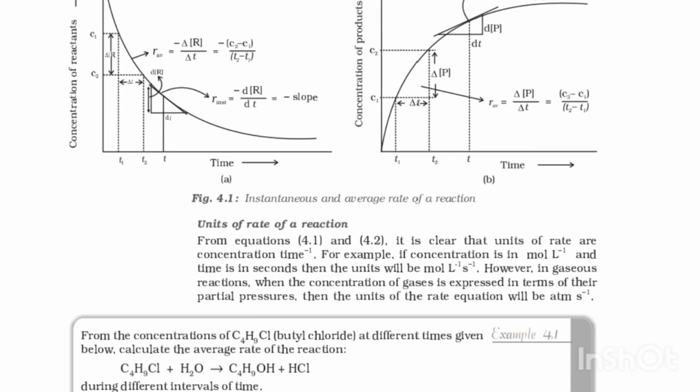Units of rate of a reaction. From equations 4.1 and 4.2, it is clear that the units of rate are concentration times time inverse. For example, if concentration is in mole per liter and time is in seconds, then the unit will be mole liter inverse second inverse.